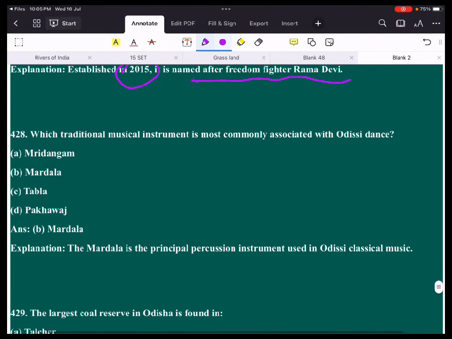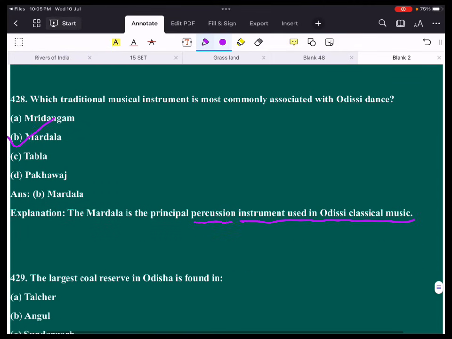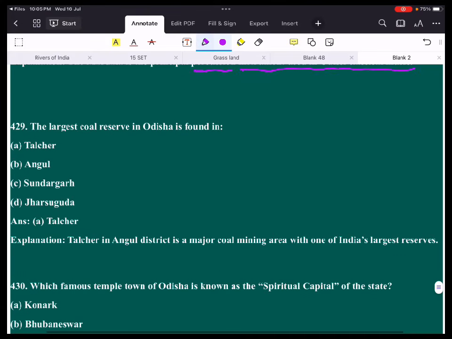Which traditional musical instrument is most commonly associated with Odissi dance? That is option B, Mardala. Mardala is the principal percussion instrument used in Odissi classical music. The largest coal reserve in Odisha is found in option A, Talcher.